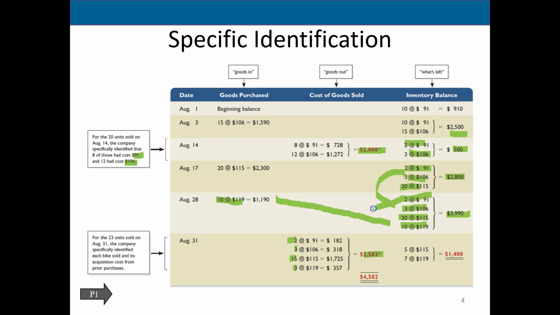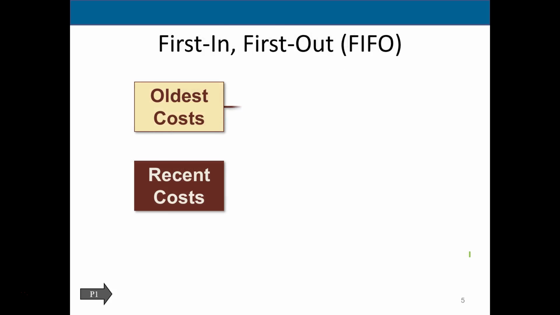Well, the 2 units, totally wiped out, aren't there anymore. The 3 units, totally wiped out, aren't there anymore. The 20 minus the 15 gives us 5 at the 115. And the 10 minus the 3 gives us 7 at 119. We're left with a dollar amount of 1,408 on the balance sheet.